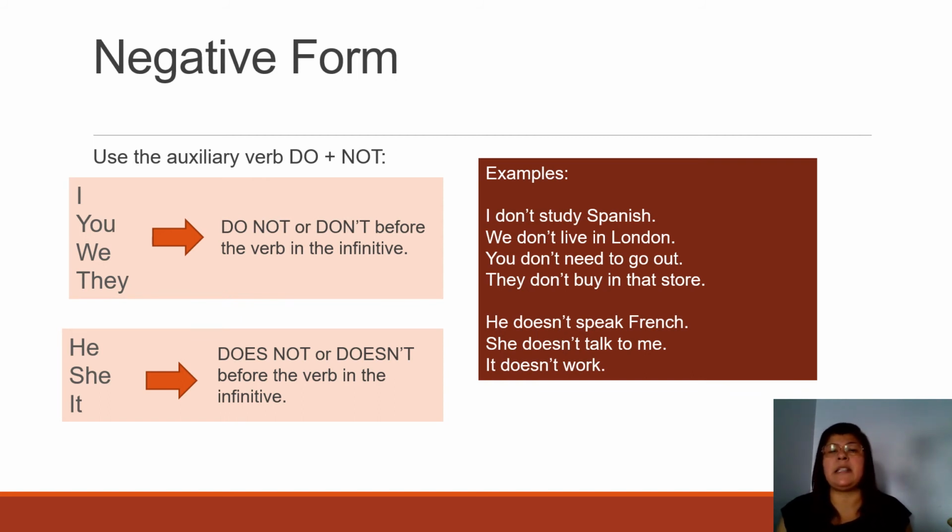But as it is negative, he doesn't speak. He doesn't speak French. She doesn't talk to me. So you have doesn't and the verb talk without the s. If it's affirmative, she talks. But negative, she doesn't talk. And finally, it doesn't work. Use the auxiliary verb with the es in the negative and the verb without the s. Okay? This is the negative form.